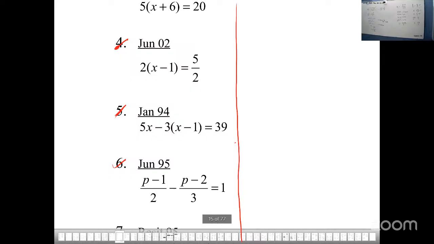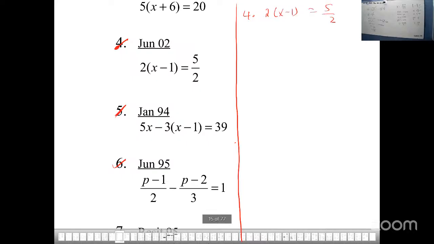Right, let's go with number one. Send some answers to number 4, please. What shall we get for number 4? X is what? How much did you get? 9/4. Let's see. So the first thing I will do here, 2x minus 1 is equal to 5/2.